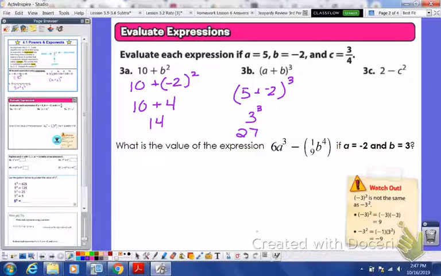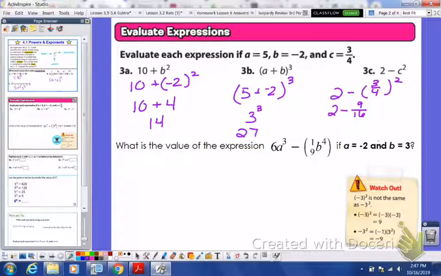And last one like this. 2 minus 3/4 raised to the second power. I can't do anything with this 2 minus first. I need to take care of my exponents. So 2 minus, when I square a fraction, I'm going to square my numerator and my denominator. So 3 squared is 9 over 4 squared is 16.